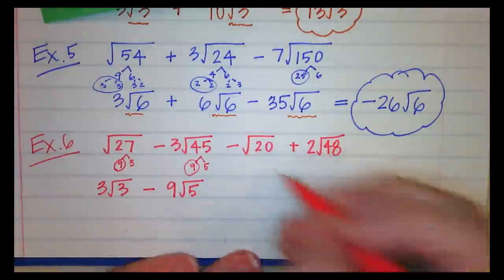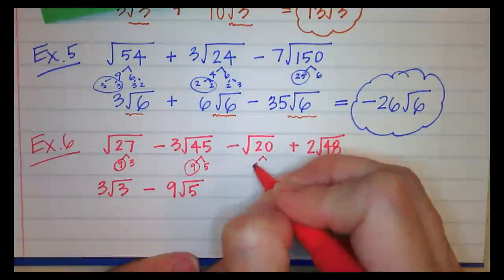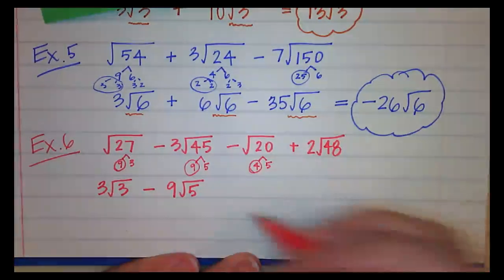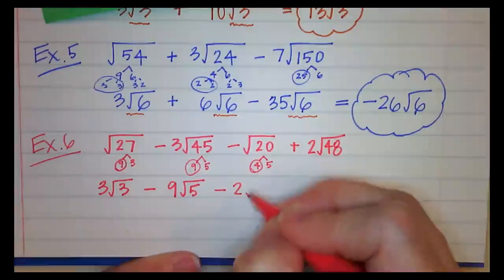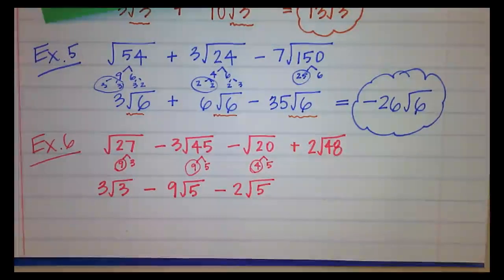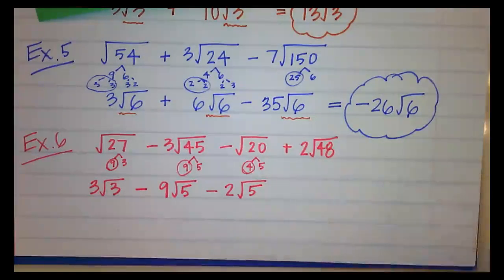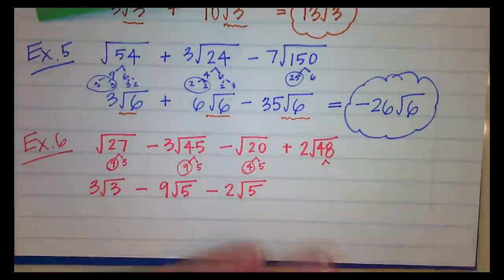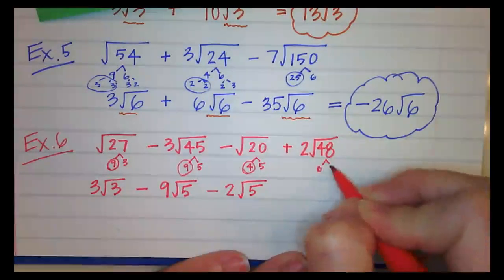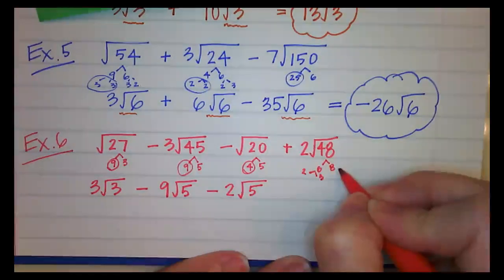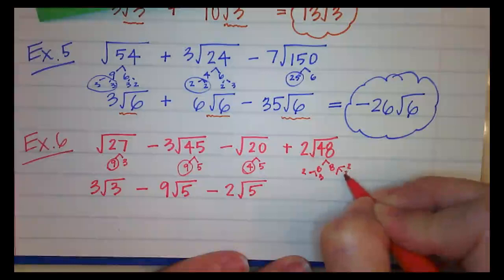All right, moving on to 20. So I know I can break this down to be 4 times 5. That is a pair of 2's. So I bring that outside and we have 2 root 5. All right, next up is 48. Now this one I might need to do some thinking. You might know a fast way to get there, but if not, you're probably thinking 6 and 8. And I know 6 is going to be 2 and 3, and I know 8 is going to be 2, 2, and 2.